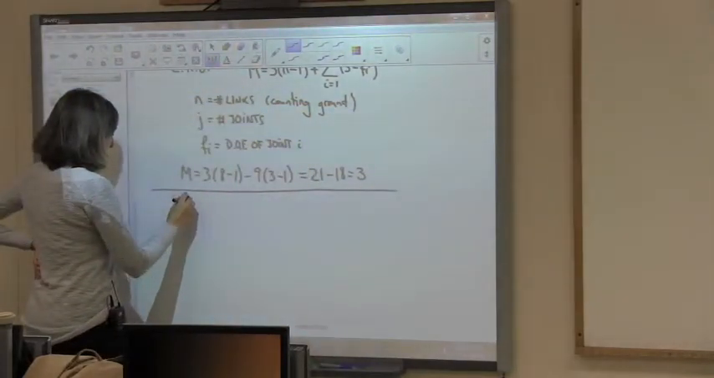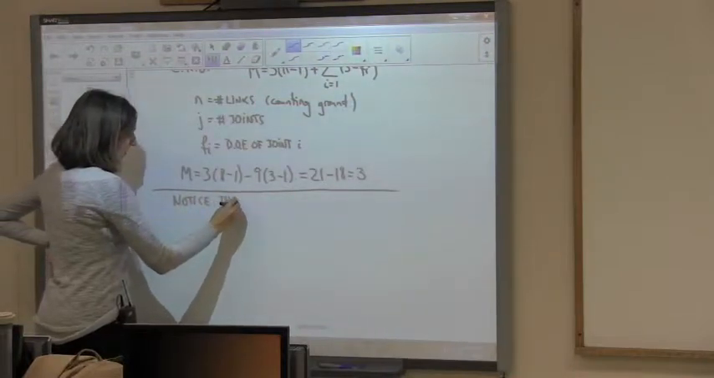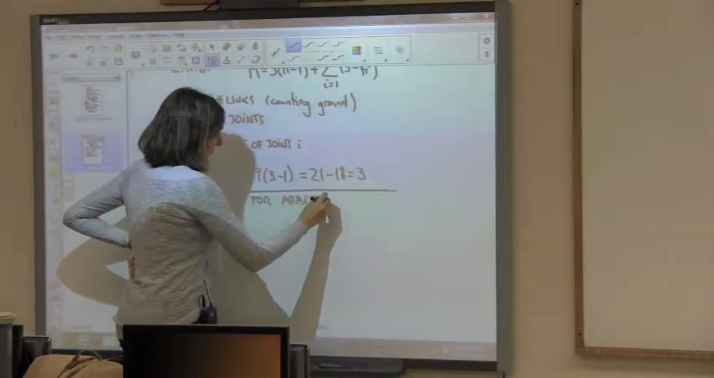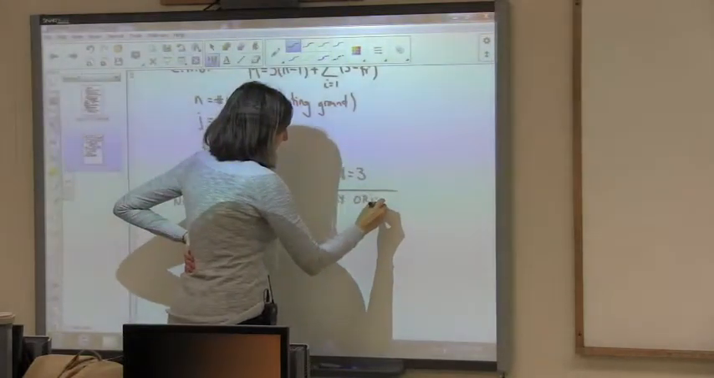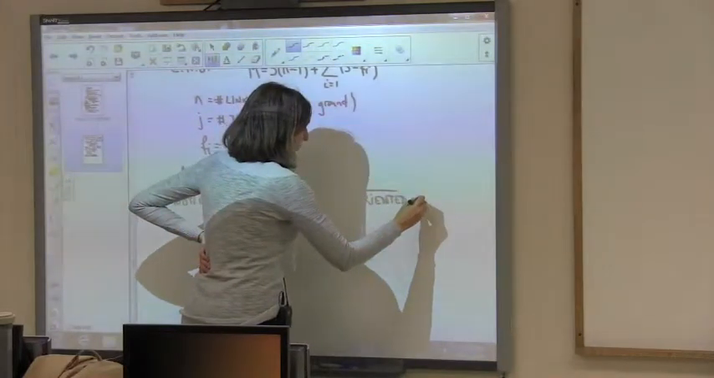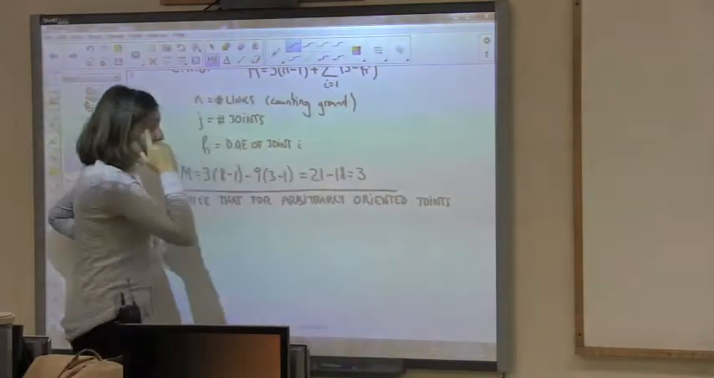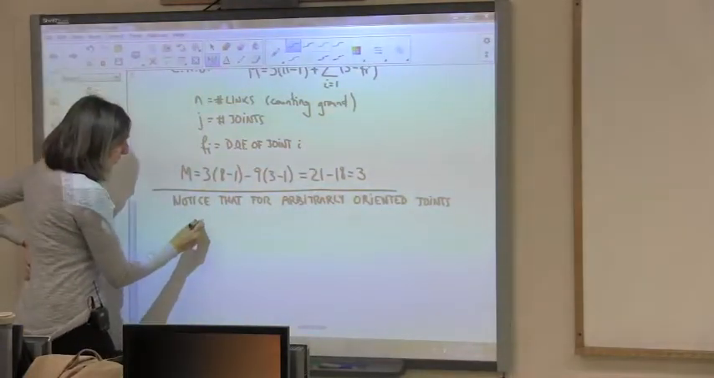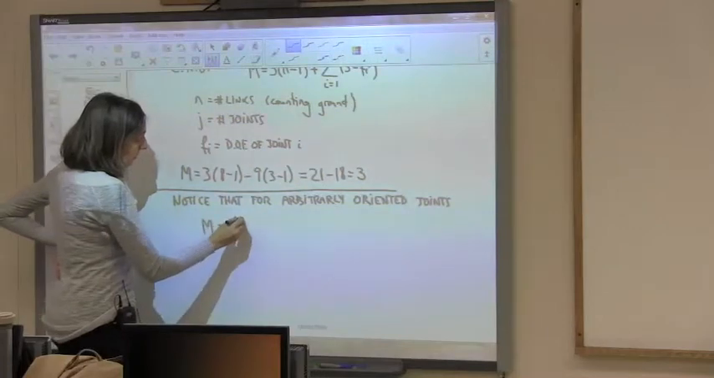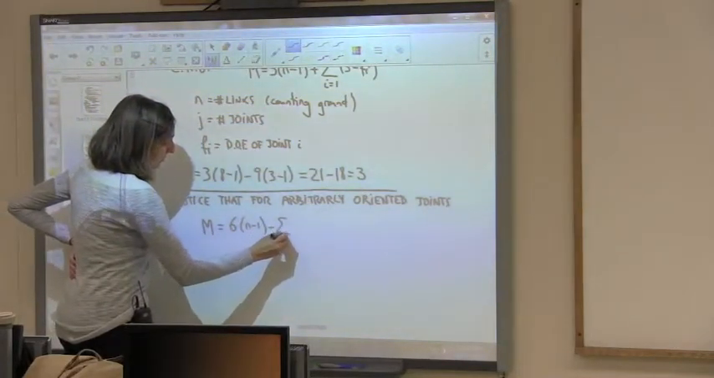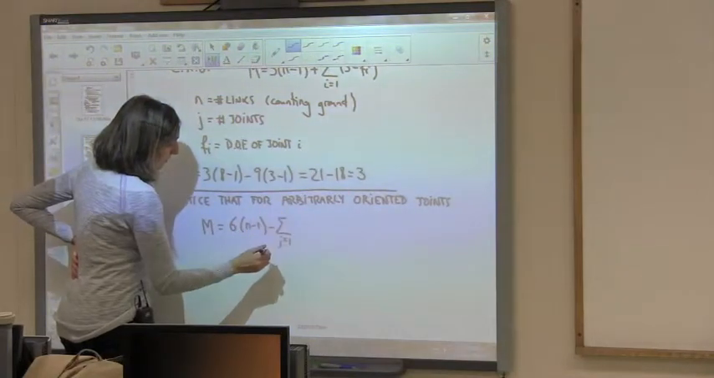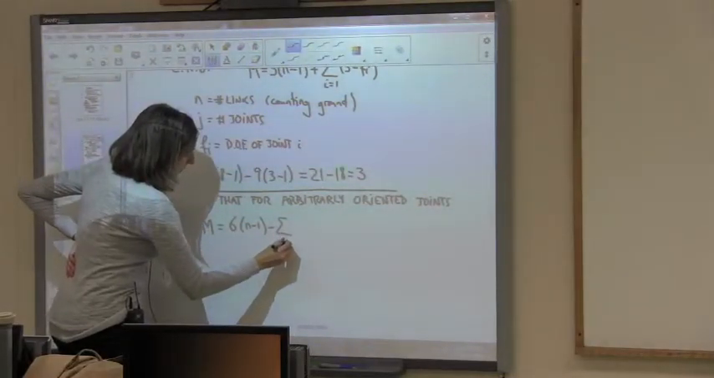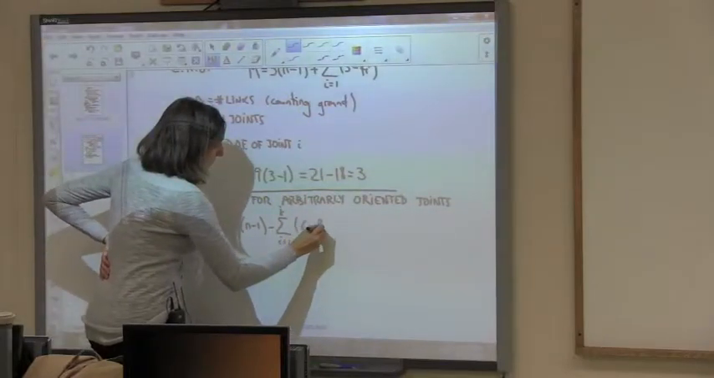Notice that for arbitrarily oriented joints, and now let's assume that there is no subspace of motion, so it can move in general in 3D, in which case we can just use the general formula, which is 6 times (n minus 1) plus the sum from i equal 1 to j of 6 minus fi, okay?